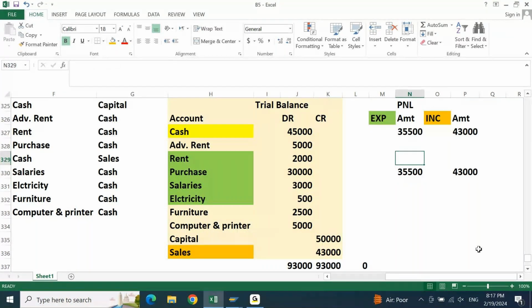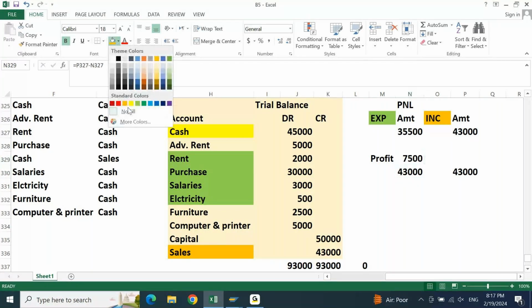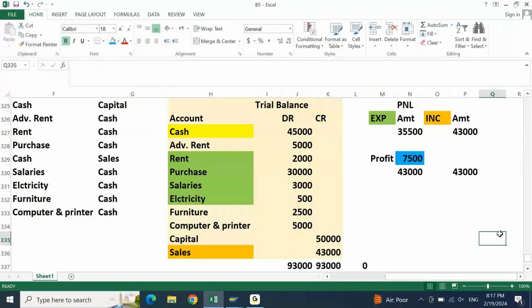So what I will get? I will get a profit here. Now profit is your 43,000 minus 35,500. So 7,500 is the profit. The 7,500 whatever you are getting is a profit. Now after P&L, what we need to prepare? We need to prepare something called balance sheet.